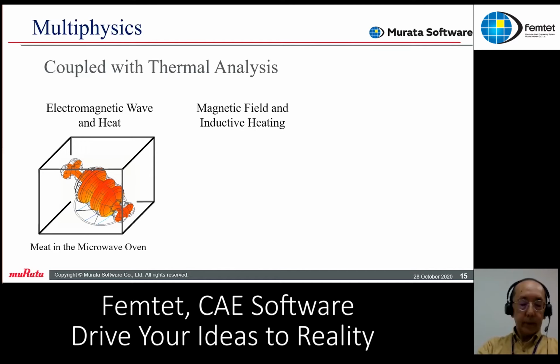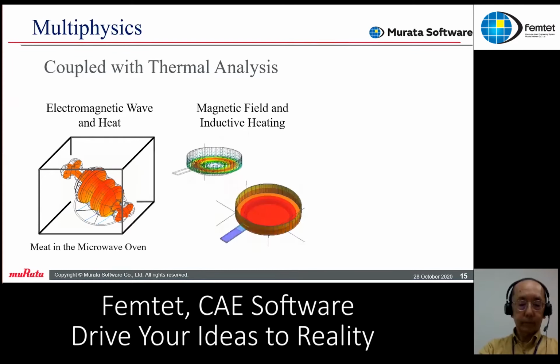In the magnetic thermal coupling, the Joule loss due to the induced current on the secondary coil is analyzed as a heat source in the thermal analysis. In the electric thermal analysis, the loss of the applied voltage is analyzed as a heat source in the thermal analysis.